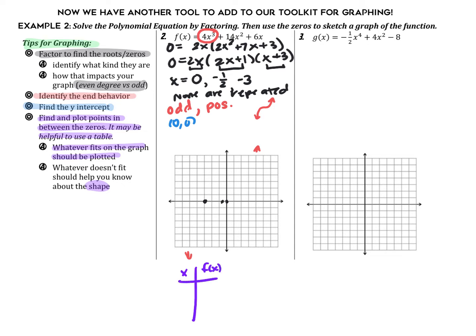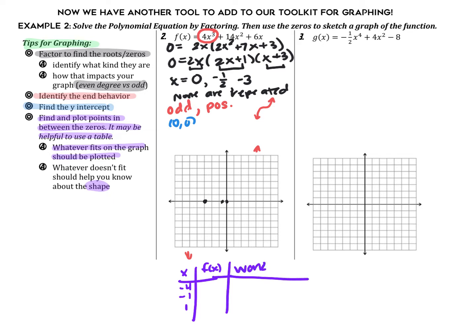So I want to know what's happening to the left of -3, so I'm going to plug in something like -4. I want to know what's happening in between -1/2 and -3, so I'm going to plug in something like -1. I don't really want to plug in a fraction, so I'm not super concerned about plugging in something between -1/2 and 0, but I could, if I wanted to, plug in a number like -1/4, and then I want to plug in 1. So I can see what's happening. I may need to plug in more numbers than this. I may not even be able to fit these numbers on here, but this is where I'm going to start.